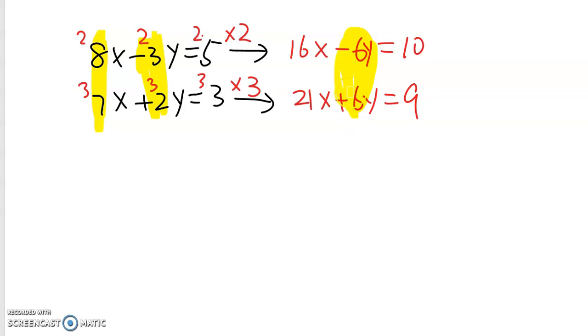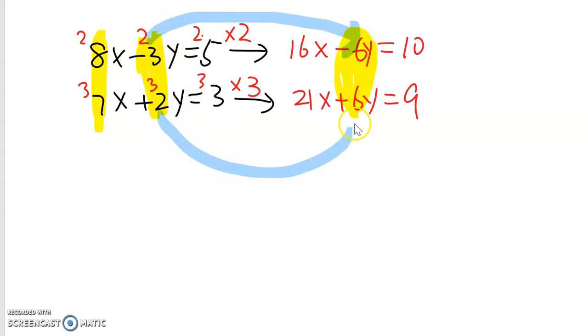So that's a way to do it if they don't have any matching or opposite numbers: we can find the LCD, the LCM, the least common multiple. For 3 and 2, the least common multiple is 6. So we can multiply the first one and change both of them to 6. Now they are opposite of each other, so we can add them. If they are equal, then we subtract them. Okay.